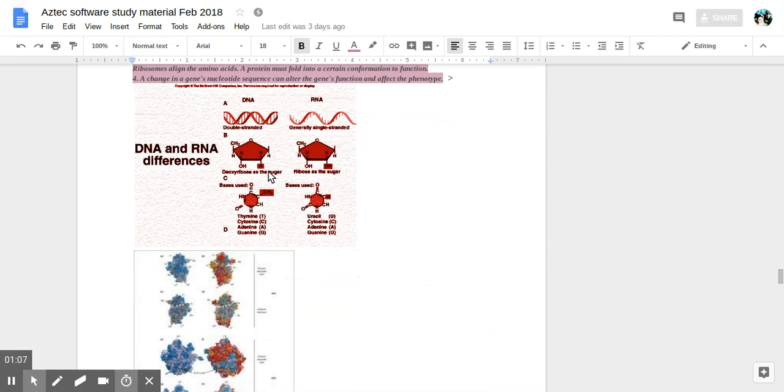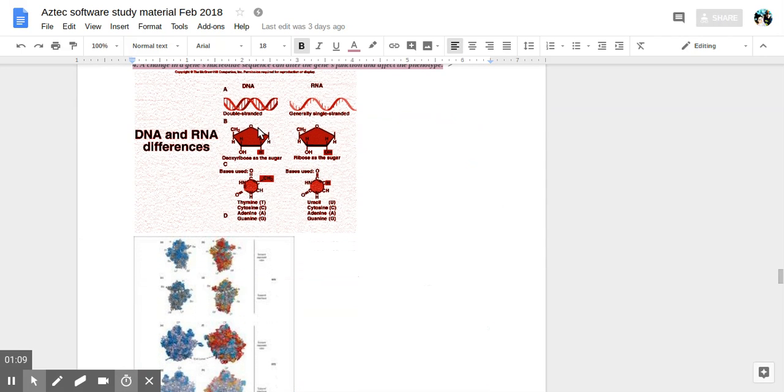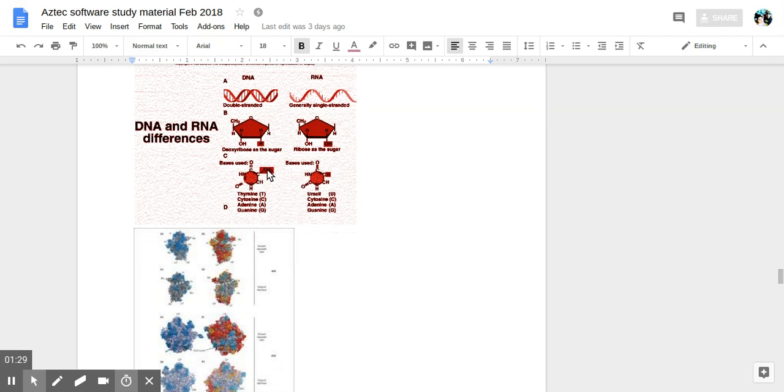We learned that the difference between DNA and RNA is this: DNA is double-stranded while RNA is single-stranded, and RNA has an extra oxygen. It's called ribose, the sugar in RNA, while deoxyribose, which is missing an oxygen, is the sugar in DNA.